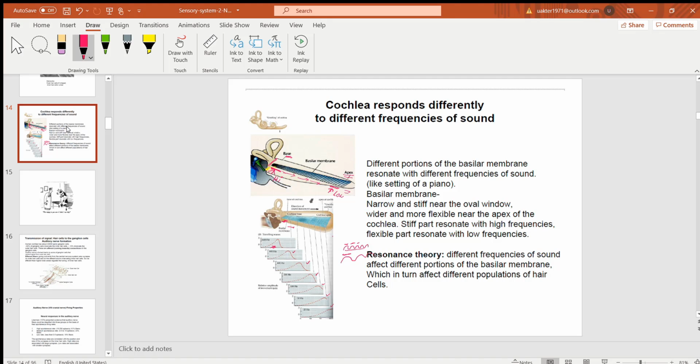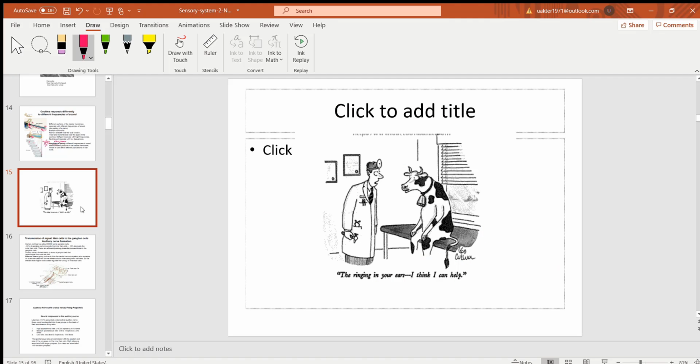So this is low frequency, this is high frequency, and that is actually indicated by the resonance theory, which is also known as place theory or space theory. Same thing. Different frequencies of sound affect different portions of the basilar membrane, which in turn affect different populations of hair cells that I just explained.